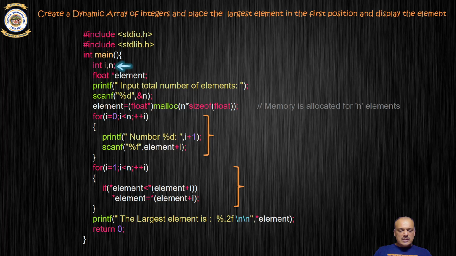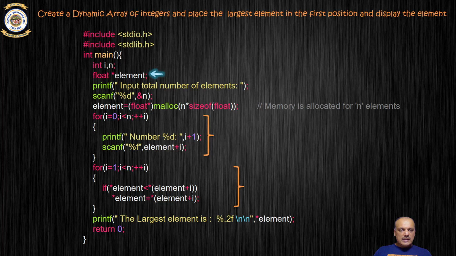In this code snippet, I have a main function. Initially I have two variables, i and n. i is used as a counter for the for loop, and n is the variable which holds the number of elements that the array should have, which is specified at runtime by the user, unlike static memory allocation. So that is what these two variables are there for.